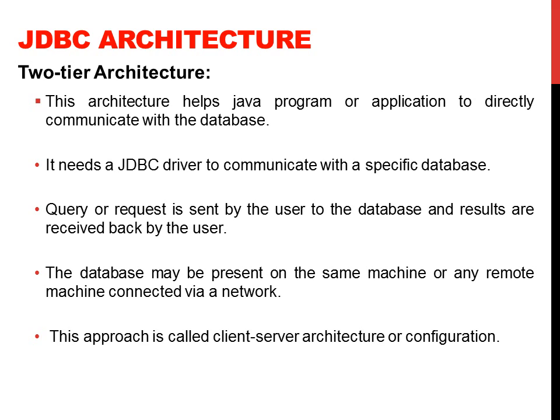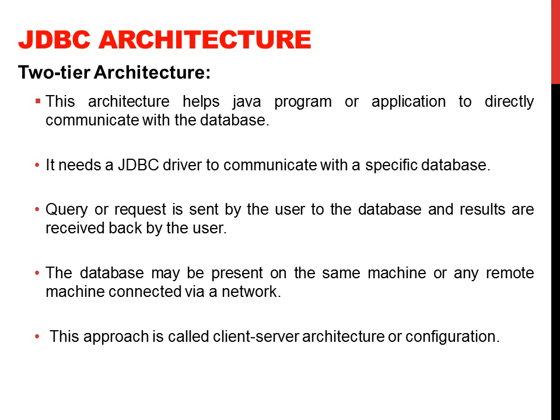Then moving into details of JDBC architecture. There are 2 types of architecture, 2-tier and 3-tier architecture. In 2-tier architecture, there is no middleware. Query or request is sent by the Java program, and that can directly communicate with the database. There is no middleware layer between Java program and database. So it needs a JDBC driver to communicate with a specific database.